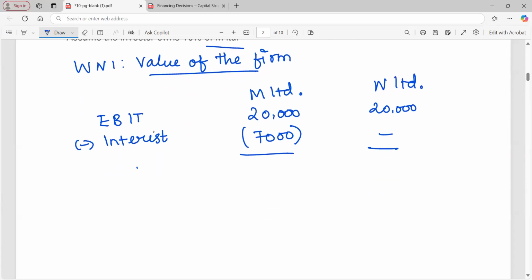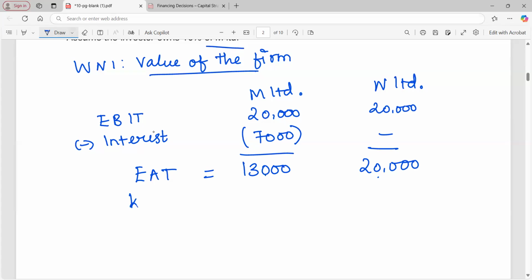Now EBIT minus interest will give us EBT. EBT for M Limited is 20,000 minus 7,000, which is 13,000. EBT for N Limited is 20,000 minus 0, which is 20,000 itself. Now we are dealing with traditional capital structure theories where we assume 0% tax. So if there is no tax, EBT is equal to EAT. If EBT of a company is 13,000 and there is no tax, then EAT is also 13,000. So EAT for M Limited is 13,000 and for N Limited it is 20,000.